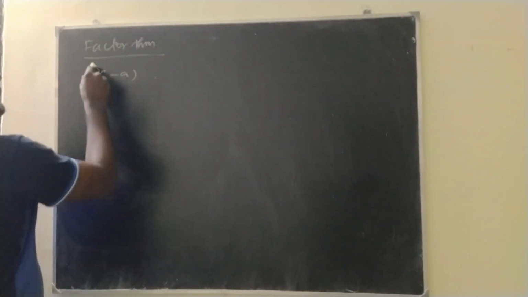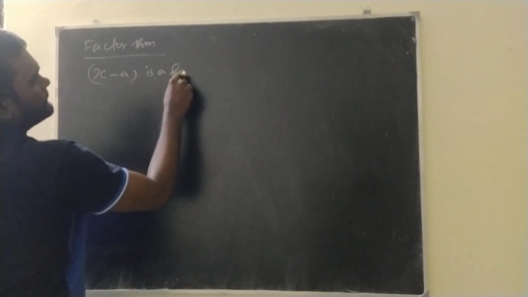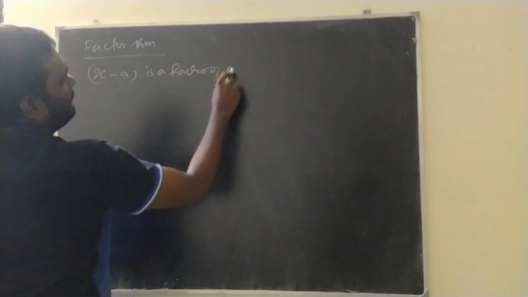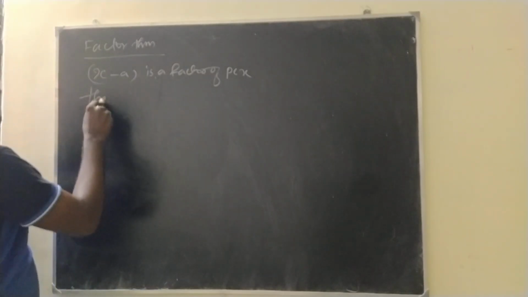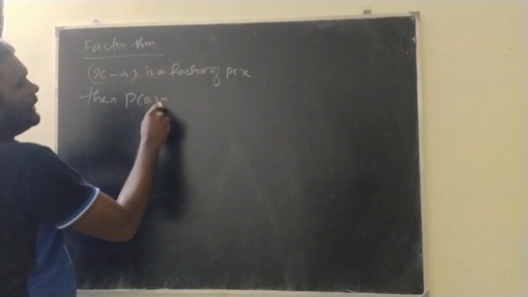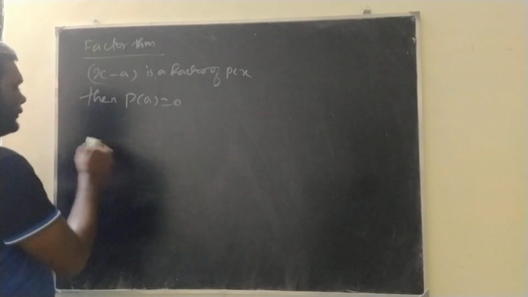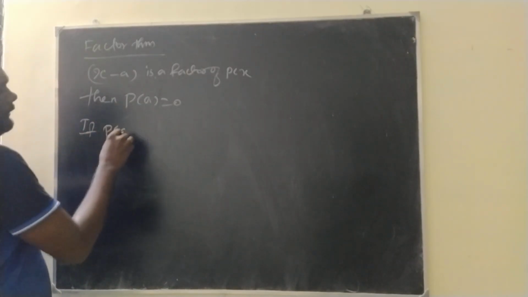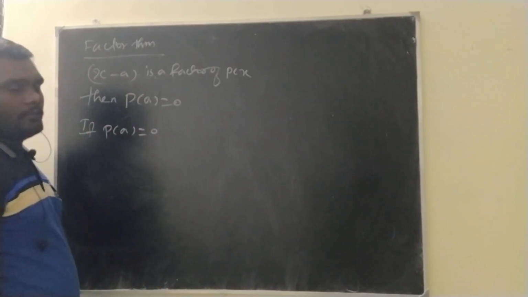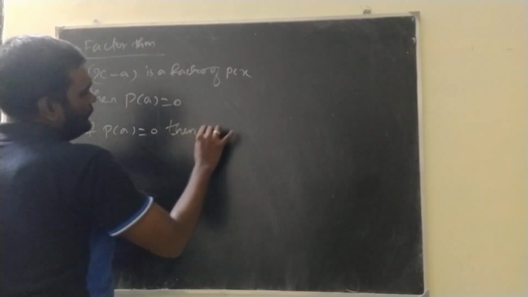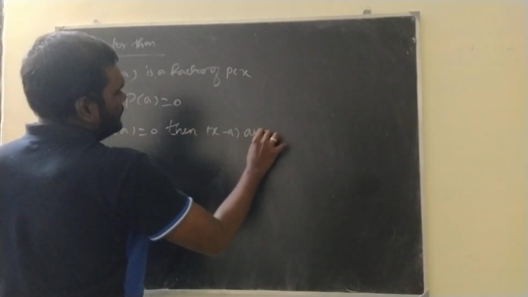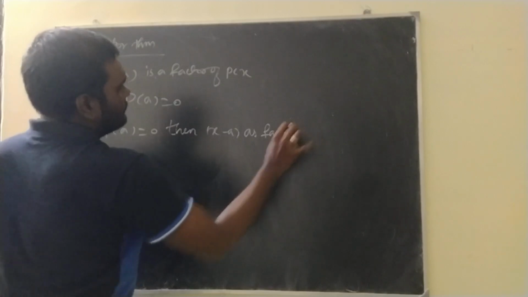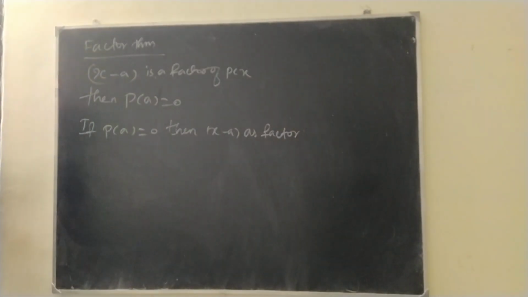The factor theorem states that if x minus a is a factor of p of x, then p of a equals 0. Suppose if p of a is equal to 0, then we have x minus a as a factor. Okay.